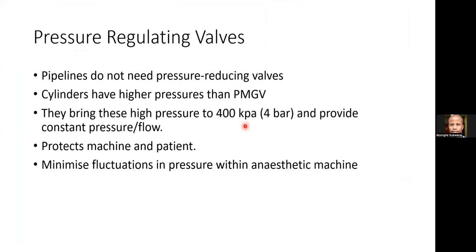So the pressure regulating valves now, or the pressure reducing valves. If you remember in the beginning of the chart, I did mention that the pipeline system will not need a pressure reducing valve. But if you're using a manifold or a cylinder at the back of the machine, you need to reduce that 137 bar to about 4 bar. The pressure reducing valve will also help to provide constant flow of gases. This is protective to the machine and also to the patient.